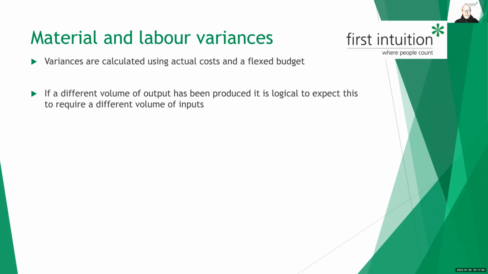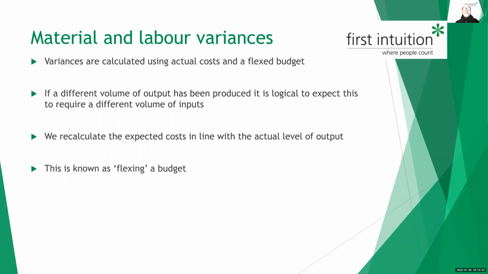He's actually used less material than you would expect for 12,000 units. So we flex our budget in line with what we expect that amount of product to need. Again, it's common sense. We recalculate our expected costs in line with output. So if our output is £100,000 for 10,000 units, for 12,000 units we'd expect £120,000. And that's what we compare against, not the original budget, but our flexed budget.